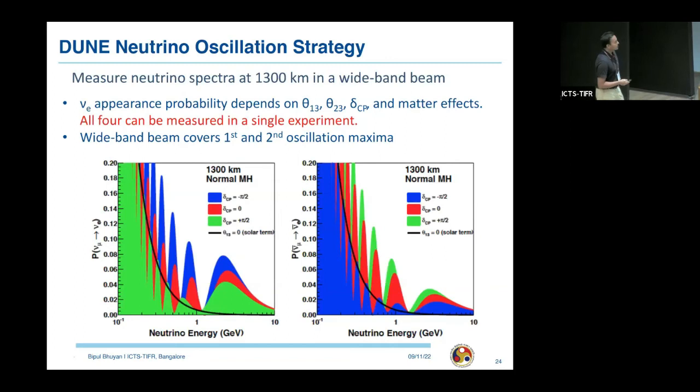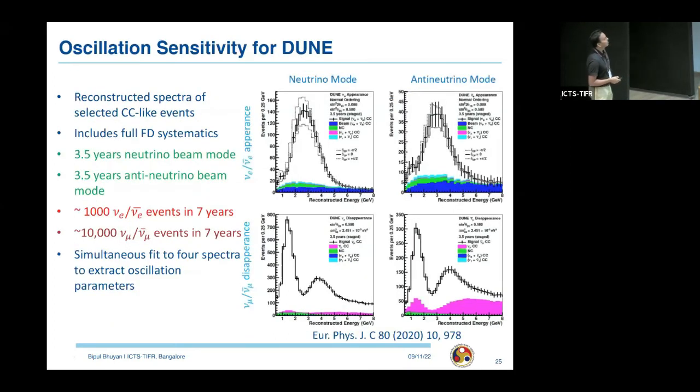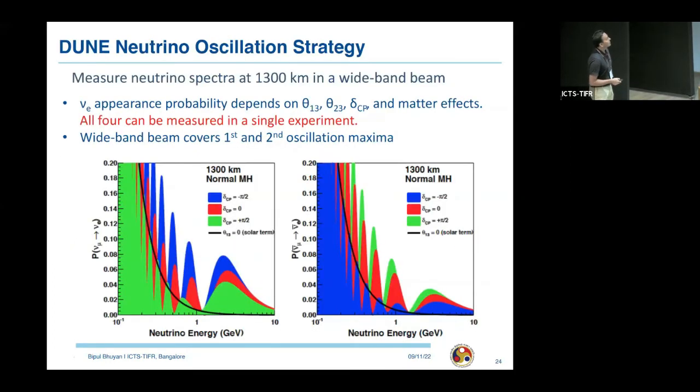So what is the strategy? Here we're going to look at the nu E appearance probability that depends on θ13, θ23, and delta CP, and also the matter effects. And all these 4 can be measured in a single experiment. It's going to help us reduce a lot of uncertainties in the measurement. And just because it's going to give us a wide band beam, we should be able to look at the first and second oscillation maximum together to understand this particular oscillatory behavior of the neutrino oscillation.